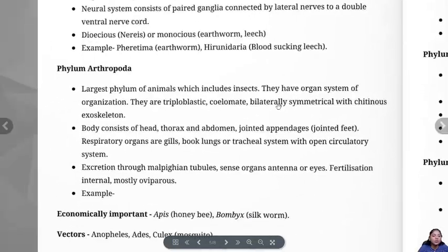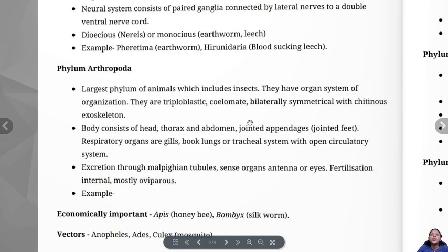Now the respiratory organs are gills, book lungs or tracheal system with open circulatory system. So here we have special respiratory organs which could be gills, book lungs or the tracheal system. Then the excretion is through Malpighian tubules.